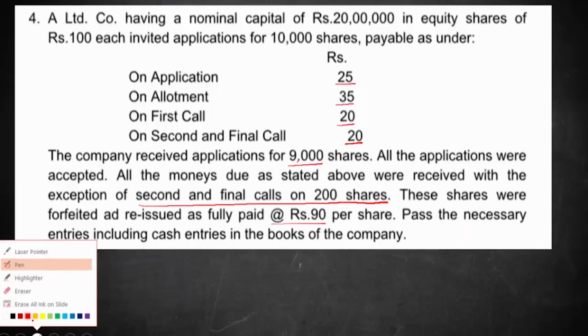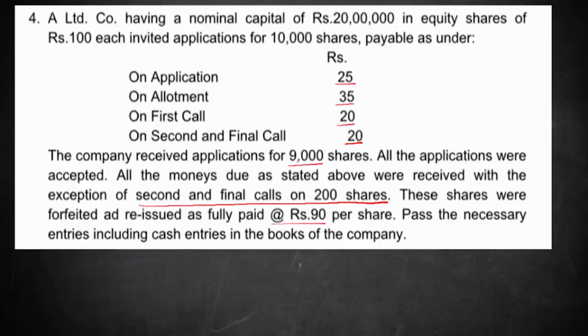Now to understand this, we'll open a small table. The company has issued how many shares? They have issued 10,000 shares, but out of 10,000 they have received applications only for 9,000 shares. Since applications are received only for 9,000 shares, all our calculation will be focusing only on these 9,000 shares. So now we'll prepare a small table.